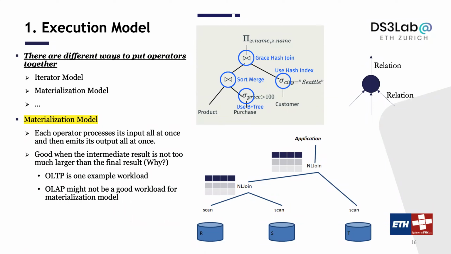So this is the trade-off. If the output of all the operators in your physical plan is not so much larger than the final output, then this way of doing things actually makes sense. If you do transactional queries, or OLTP, often it makes sense. But if you are really trying to do analytical queries, sometimes that can cause problems.